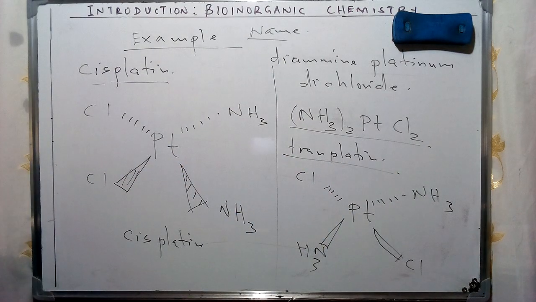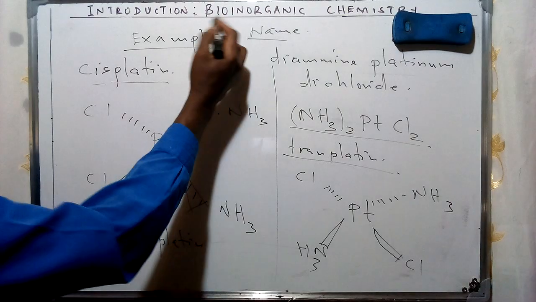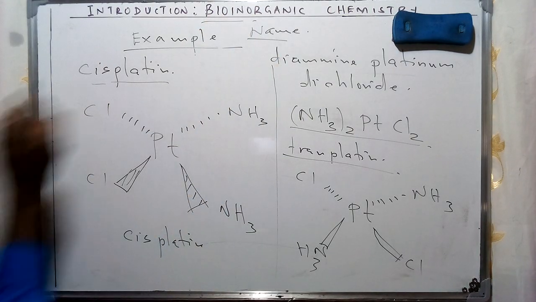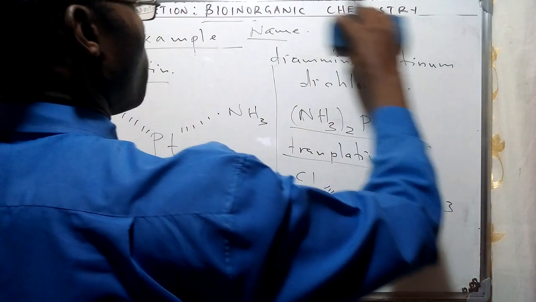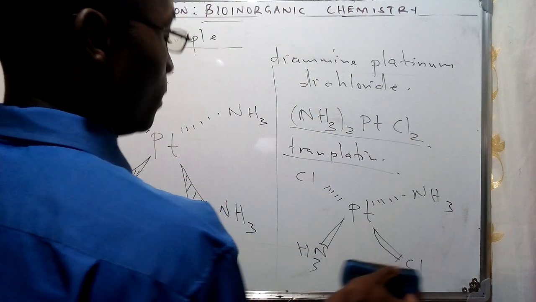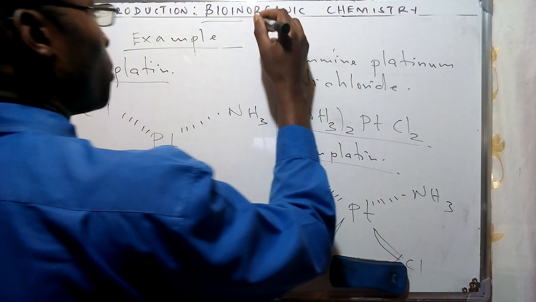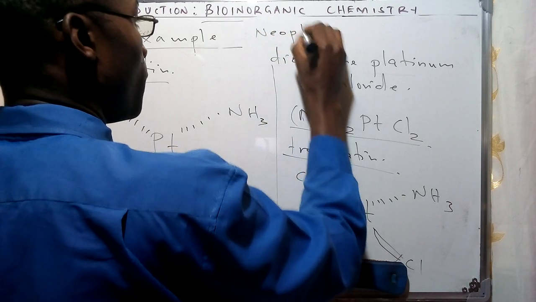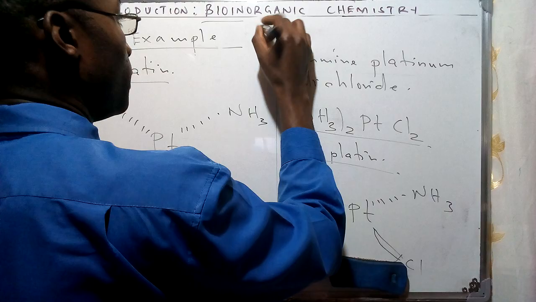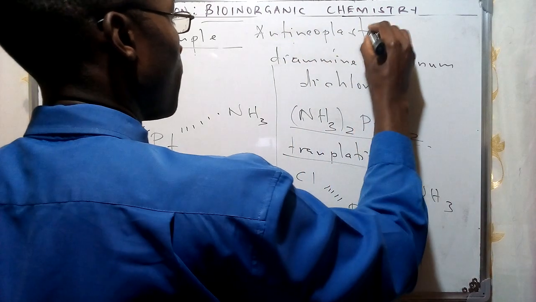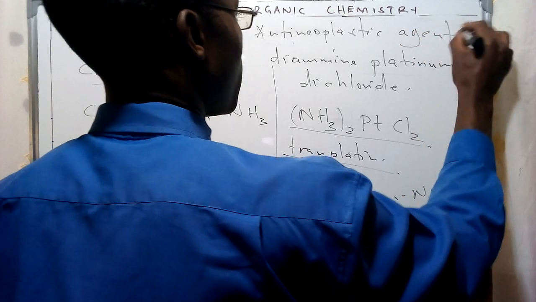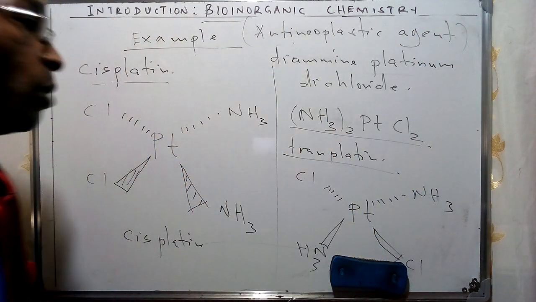and this is going to give us a trans. So in a sense, for us to appreciate this role of inorganic chemistry, this is one of the inorganic compounds which we are going to come across. And this inorganic compound, diamine platinum dichloride, is what we refer to as an anti-neoplastic agent. And this basically refers to a cancer medicine, which we're going to come across.